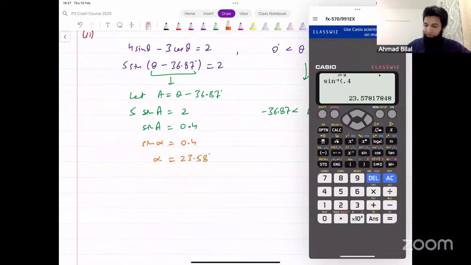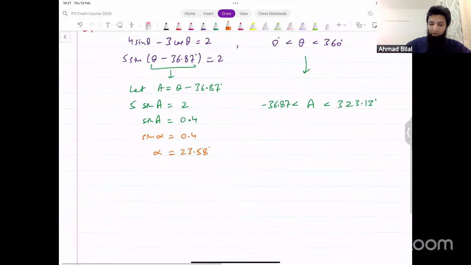23.58 degrees, right? That's the basic angle. Now, which quadrants can we be in? It can be the first quadrant or the second quadrant. Why? Because sine is positive. Sine is positive in the first quadrant or in the second quadrant. So the basic angle can either be here or it can be here. So the first angle that we get is this.